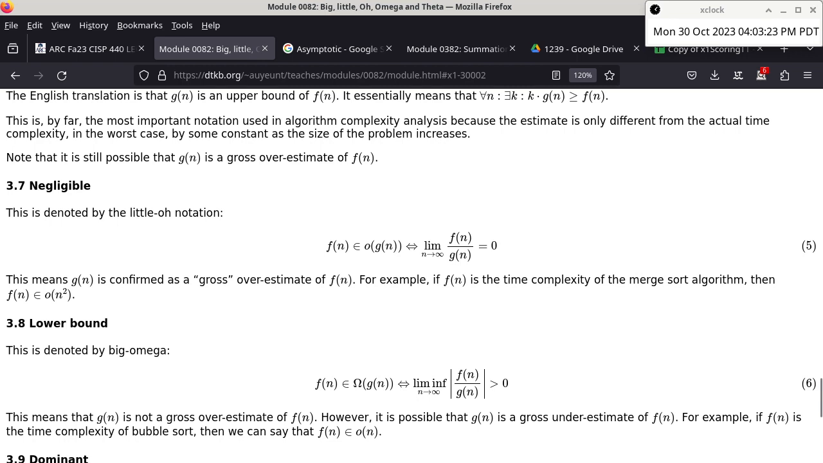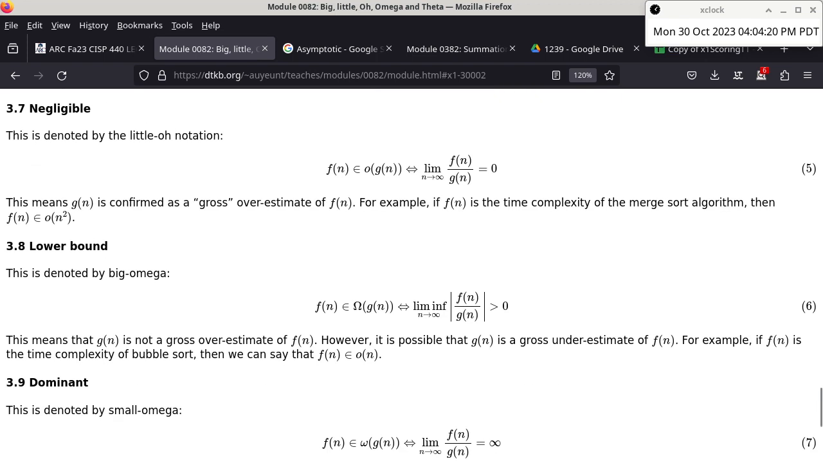This is the lowercase omicron, or you can say little o. So we can now say that g of n is the upper bound of f of n, but it's negligible when the limit is zero. When we look at the limit, this time it is not limit superior, this time it really is limit, which means the limit does exist and it is zero. So in this case, we are basically saying g of n is a gross overestimate of f of n. The example that we looked at just earlier, where f of n is n and g of n is n squared, that estimate is a gross overestimate. It's not very close to the actual thing, but is it the upper bound? Yeah, it is still an upper bound. It's just a very gross overestimate of the actual function f. So in this case, it's called negligible.